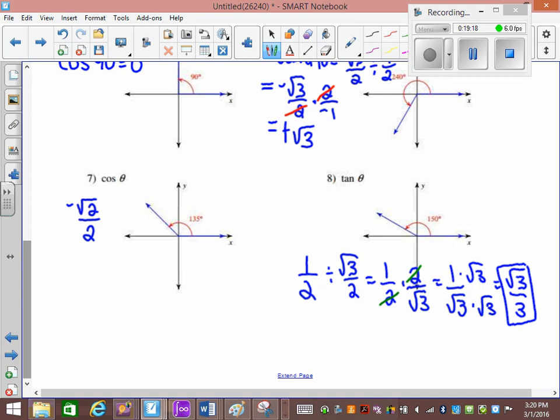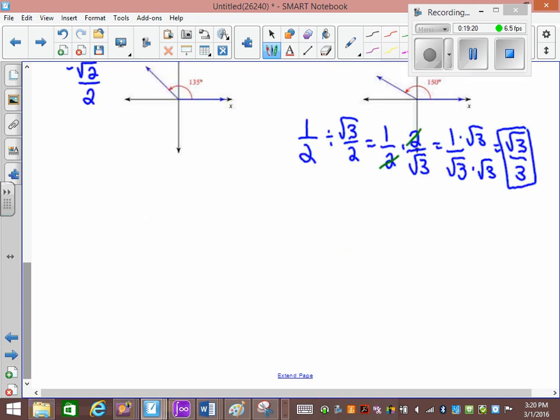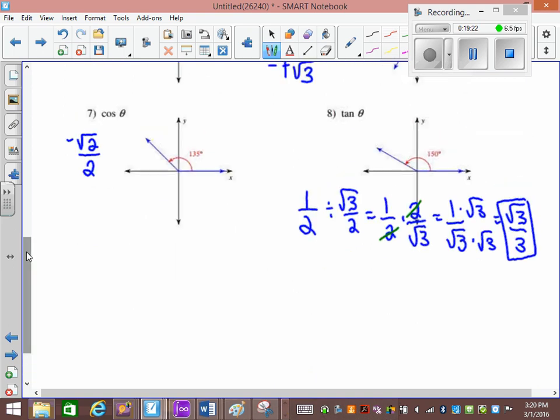Your total homework that I will be checking tomorrow, including that 5 from yesterday, is page 96, number 1B and D. It's on the board up there, too. 2, 3B and D, 5, 6, and 8.